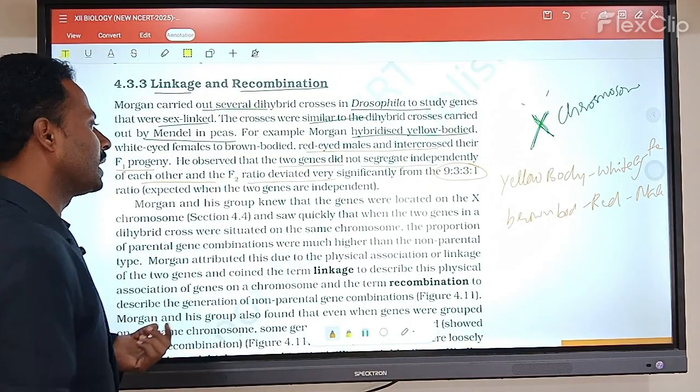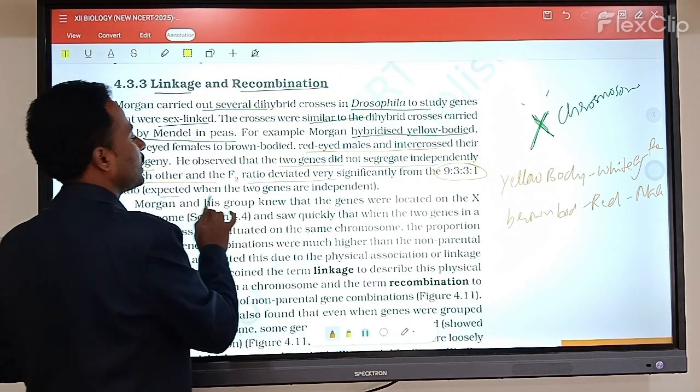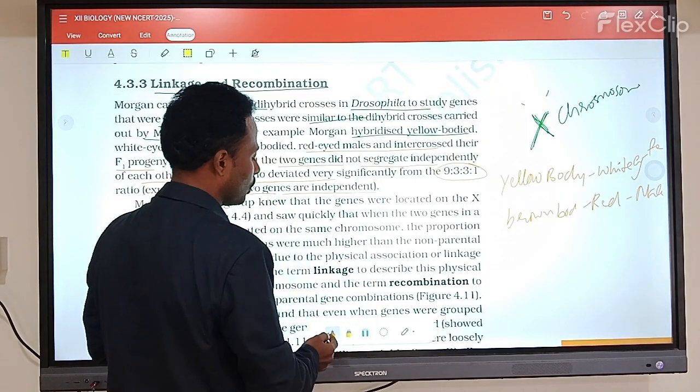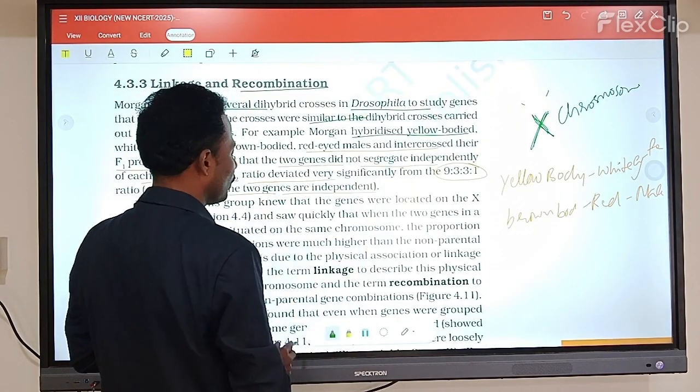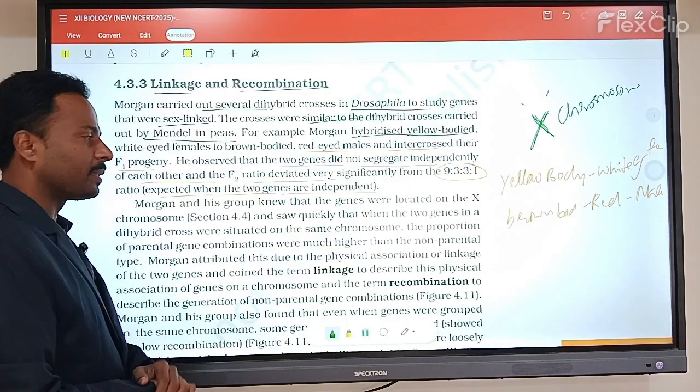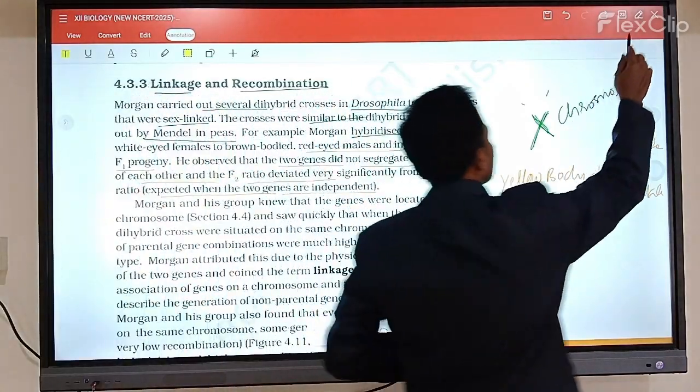giving a 9:3:3:1 ratio. That is, the phenotypic ratio obtained is like the Mendelian ratio. It was accepted that the two genes are independent, so in such a dihybrid cross you also get the same phenotypic ratio.